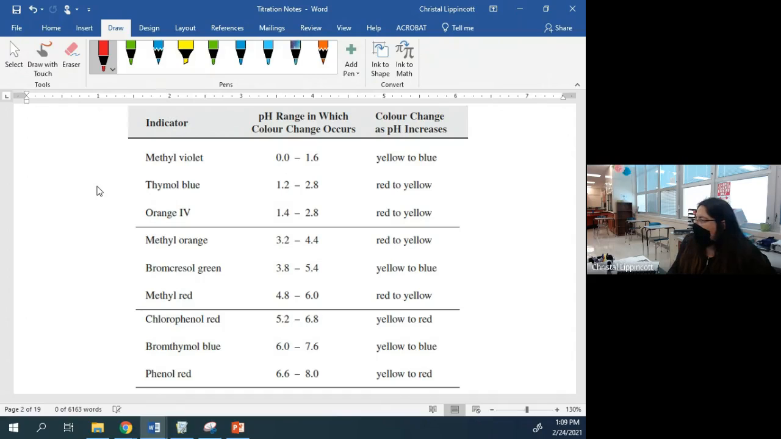And so if you were trying to find the pH of something, and you needed to know where it was flipping, you would look at the Ka value and try to match that up. So if you had a Ka value in here of like 1.7, this would probably be a good indicator to use.